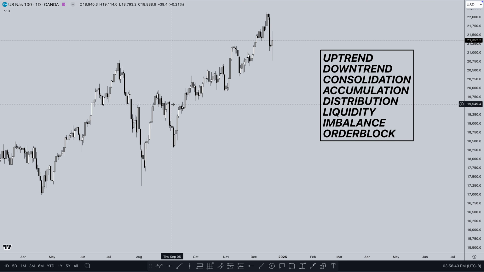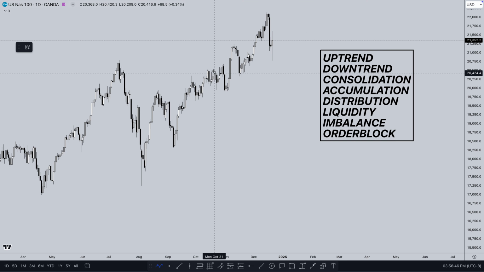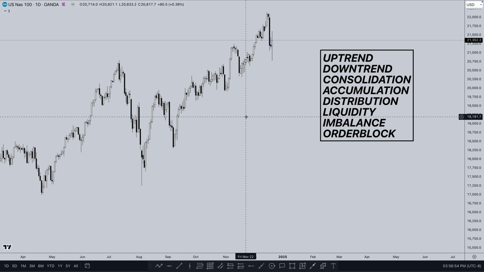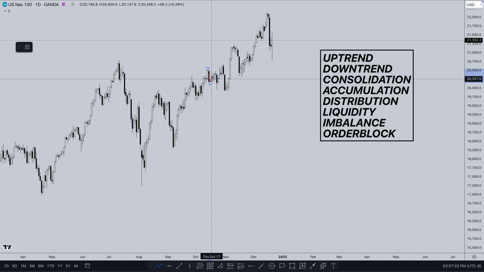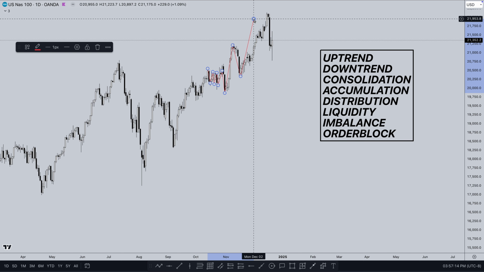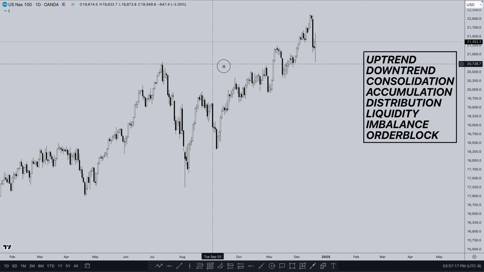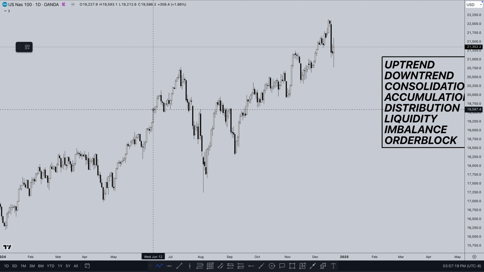Okay, and then consolidation is when price is just playing around in the middle, not really making uptrend or downtrend, just consolidation, right? And then we have the accumulation, which again, is another name for consolidation in a way, right? We have the consolidation, it's accumulating, and then we eventually do sweep the lows, break above the highs, retest, and go. That's accumulation.